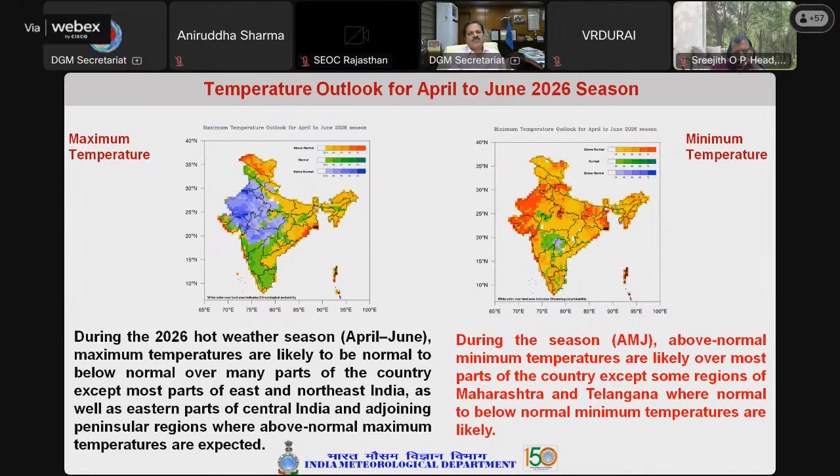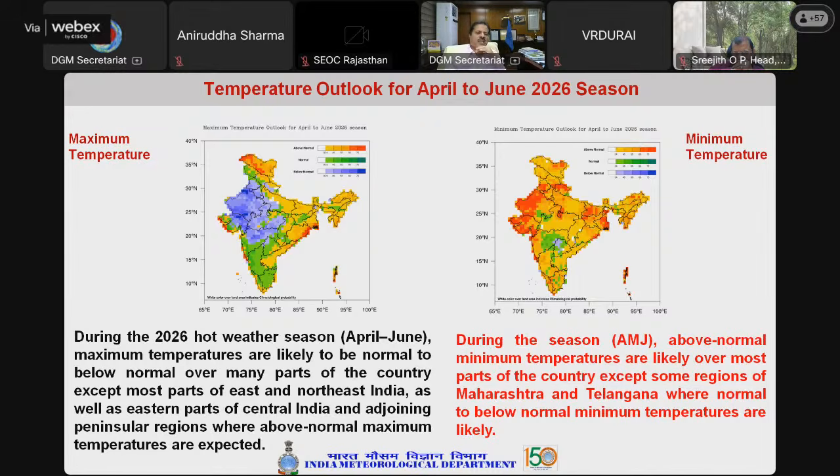Now let us look at the forecast temperature outlook for April to June 2026. The left-hand side is the maximum temperature. What you find is that half of the country has a bipolar nature. Half of the country has normal to below normal, and the rest half has above normal temperature. Especially the east and northeast India, the adjoining northeast peninsula will have above normal temperatures.